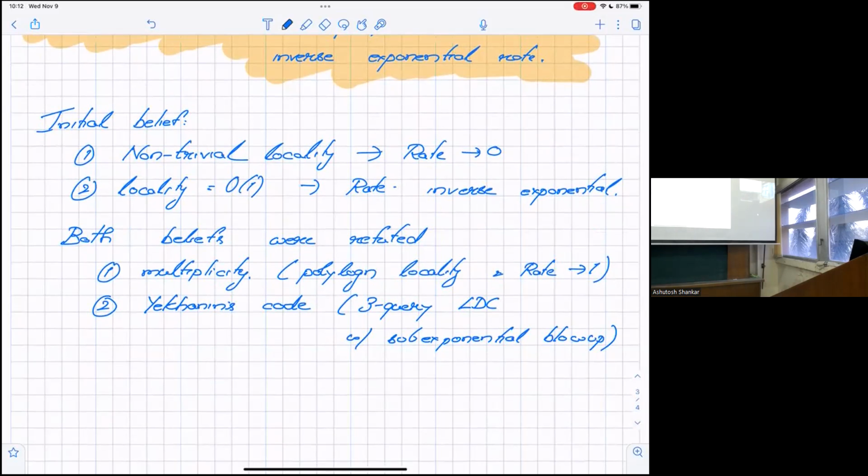Now that inverse sub-exponential rate is possible, people possibly believe it can go all the way down to inverse polynomial, but we haven't been able to. So what we will see today is Yekhanin's construction. That's going to be the focus for the rest of the lecture. We'll construct a constant query code, the constant can be 3 also, which will have sub-exponential rate.